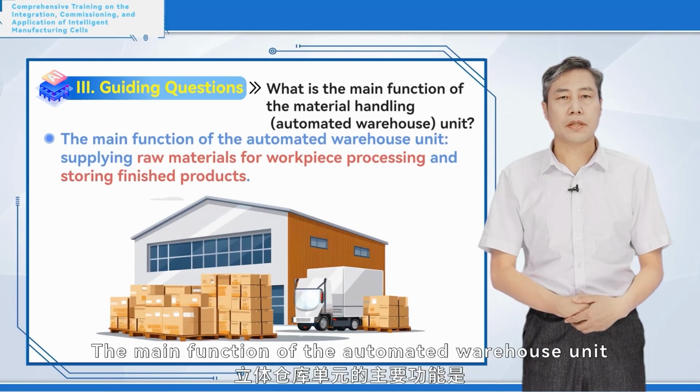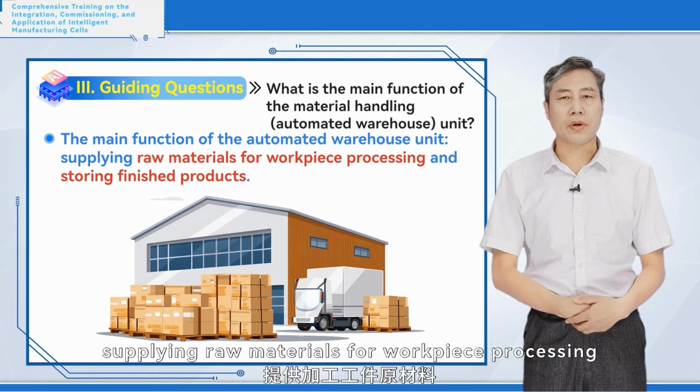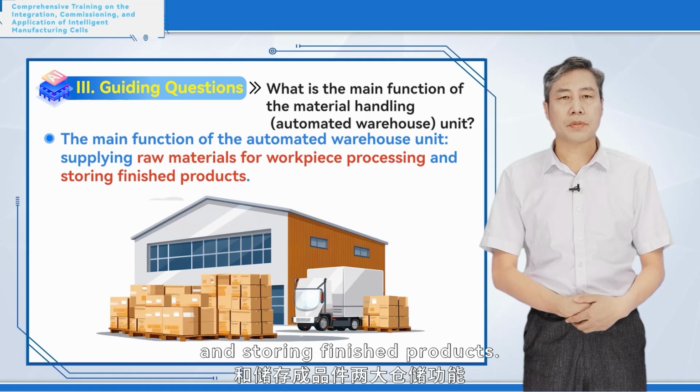What's the main function of the automated warehouse unit? The main function of the automated warehouse unit is to provide two major storage services for the system, supplying raw materials for workpiece processing and storing finished products.